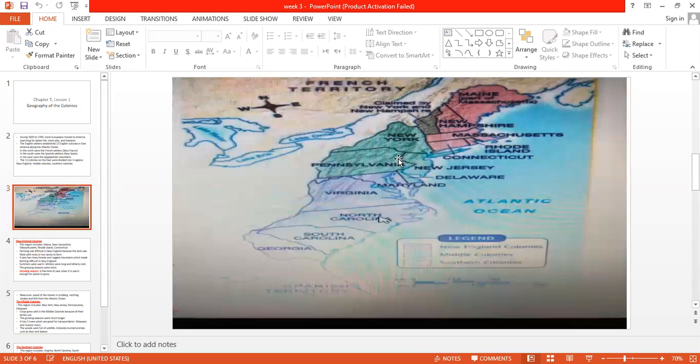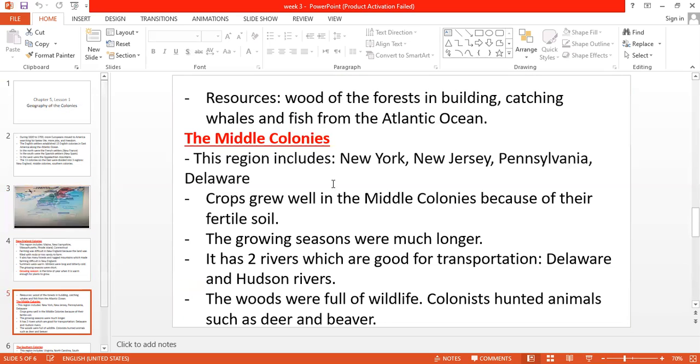Let's move to the middle colonies. These are the middle colonies. Look, what's in green here are the middle colonies. The middle colonies, guys, this region includes New York, New Jersey, Pennsylvania, and Delaware. Here in the middle colonies, crops grow well. Why? Because the soil is fertile. Also, the growing season of the middle colonies is much longer. Okay, the growing season means the time in which plants grow is longer.